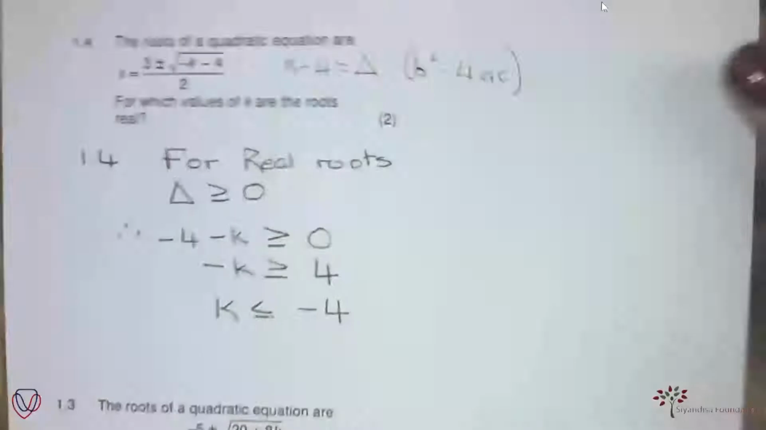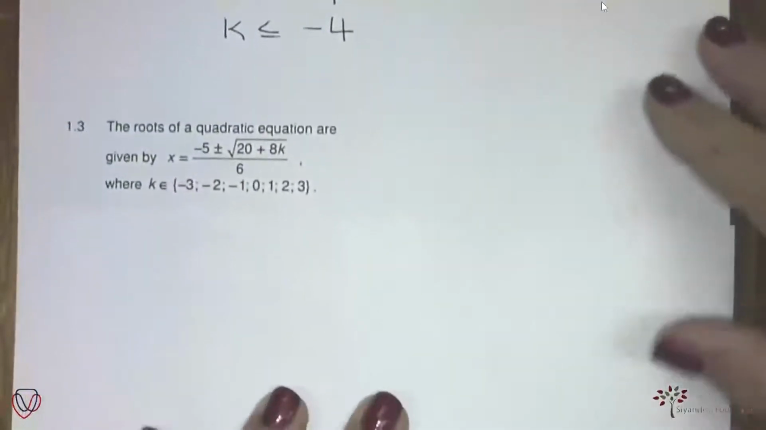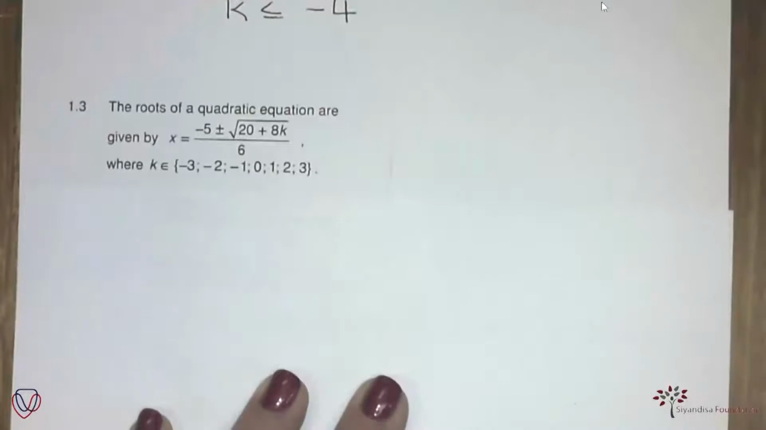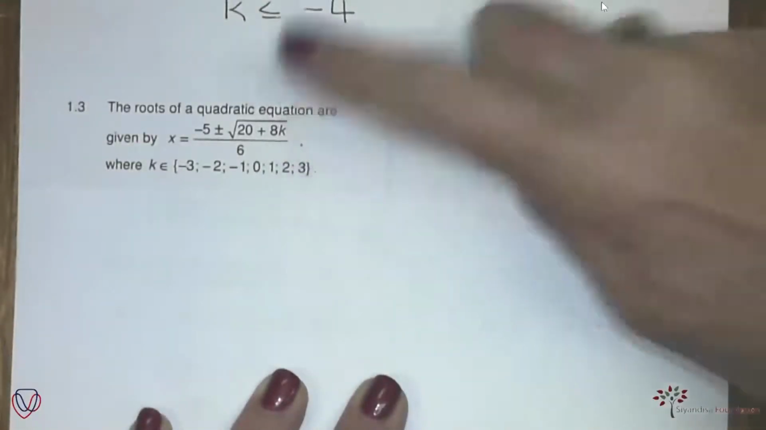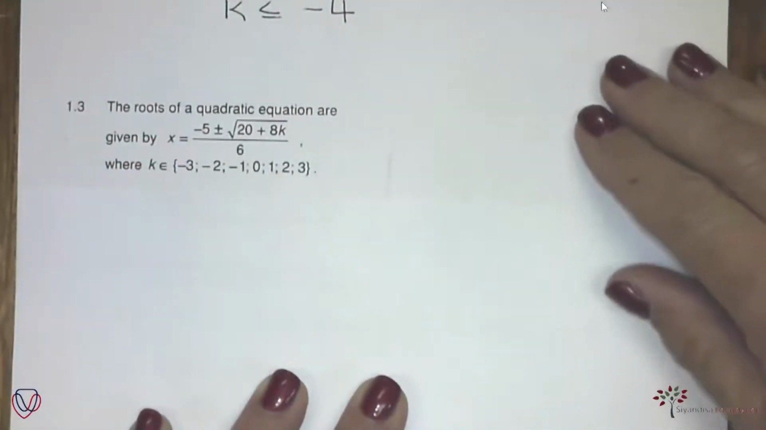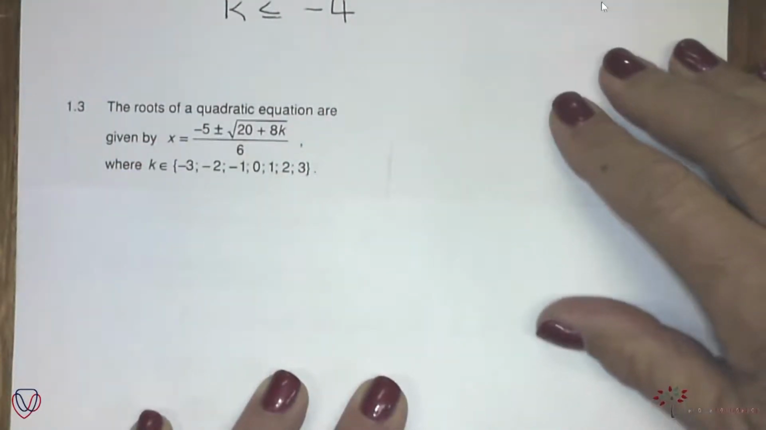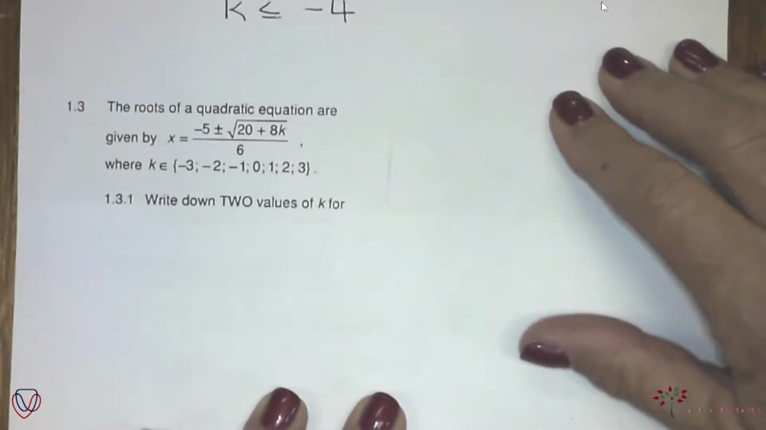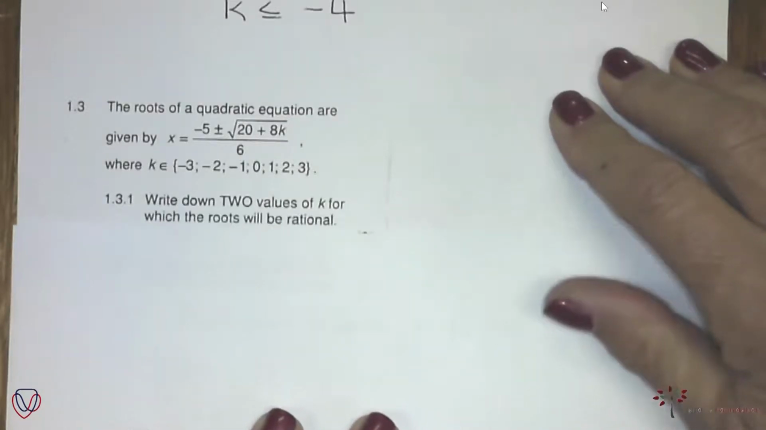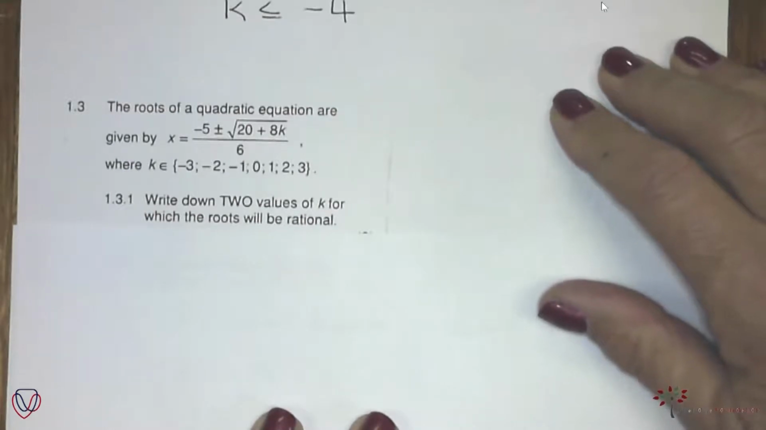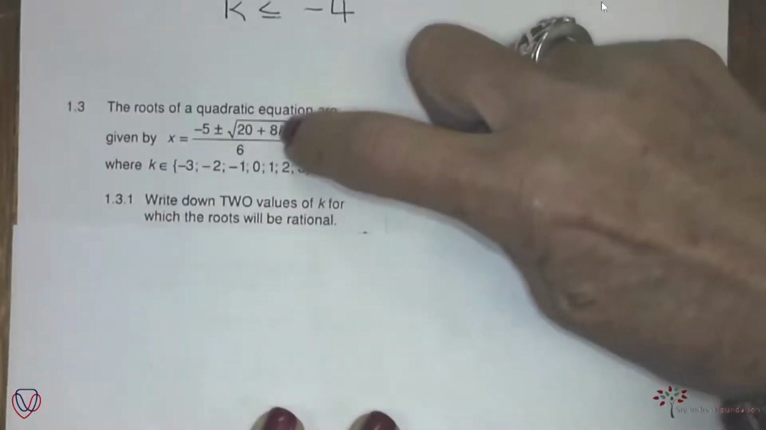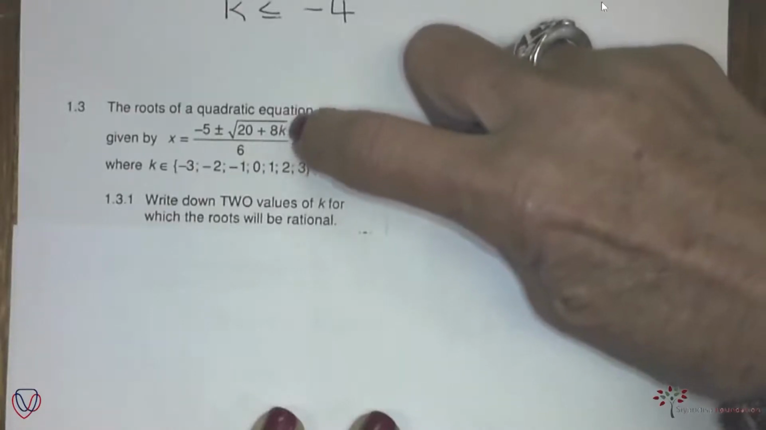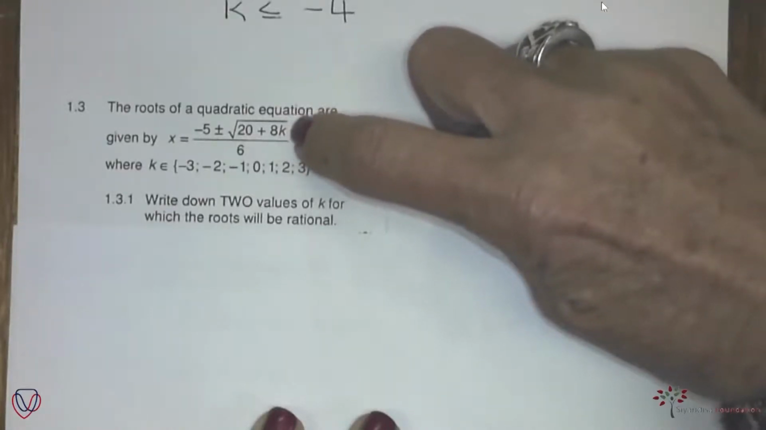Now let's have a look. The roots of a quadratic equation are given by this. So where's delta? Yes, there's your delta. 20 plus 8k. Right, and then they say, where k is an element of negative 3 to positive 3, write down 2 values of k for which the roots will be rational. Now, what do you know about rational roots? Yes, that can be 0 or a perfect square.